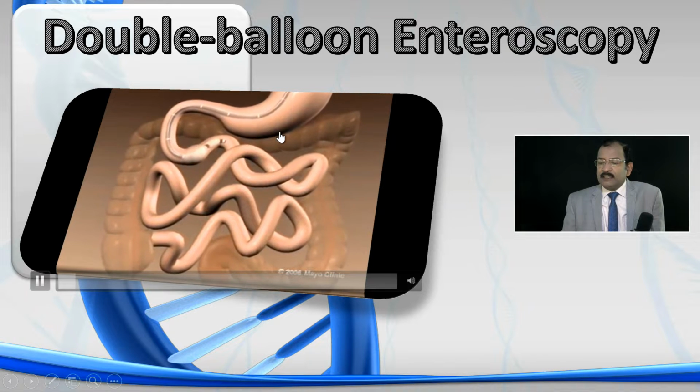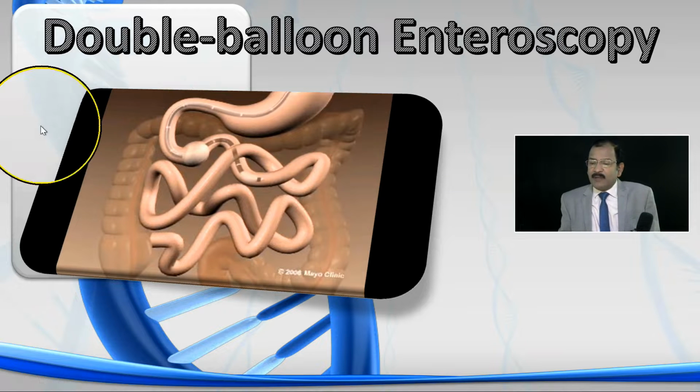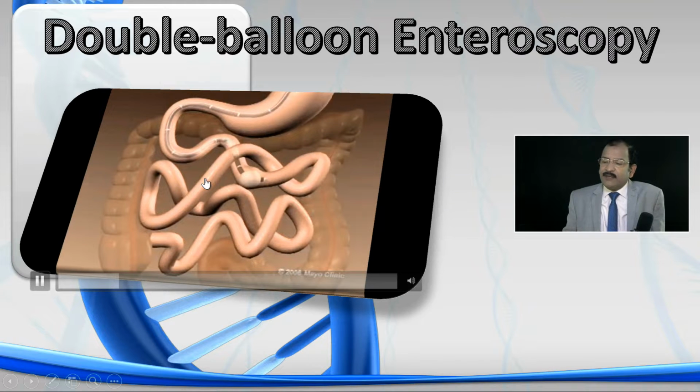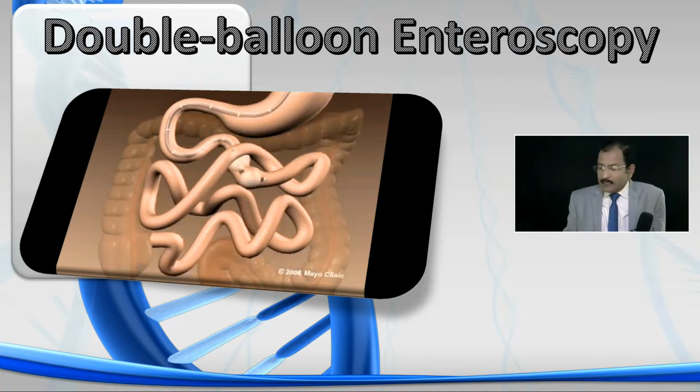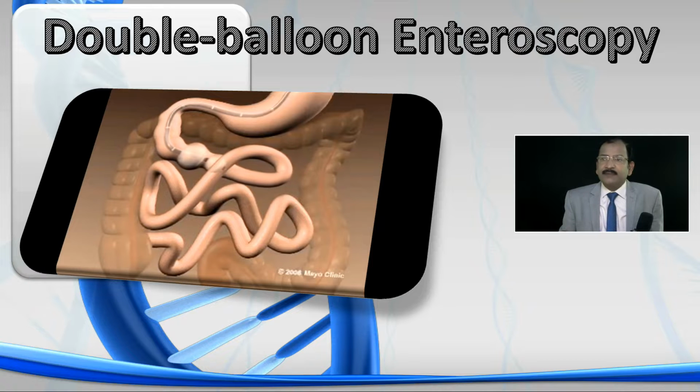Here we can see how this double balloon endoscopy is going. This is the outer balloon, which is inflated. Now this is the inner balloon which is inflated, the outer will be deflated, and it will keep on progressing throughout the GIT. The problem with our endoscope is that we cannot cross beyond the second part of the duodenum.